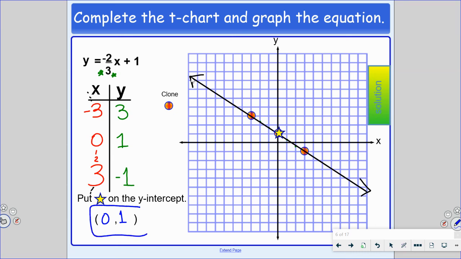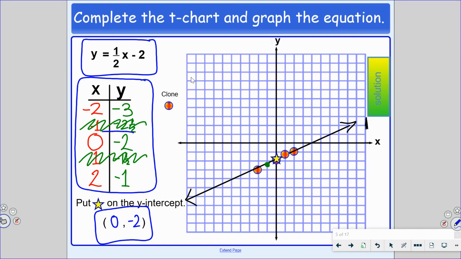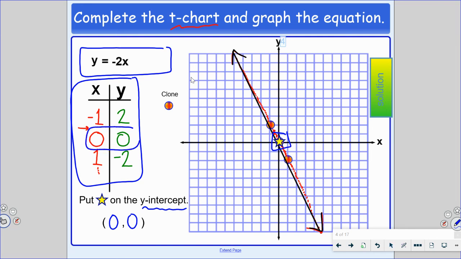Now at this point, I hope you're seeing a pattern with the table and the equation. Going backwards, I hope you're seeing a pattern with the table and with that equation. Just because you don't see it doesn't mean it's not there.